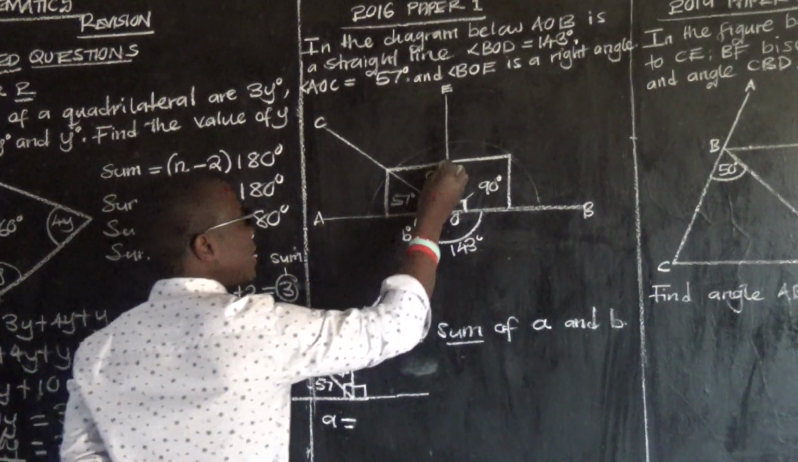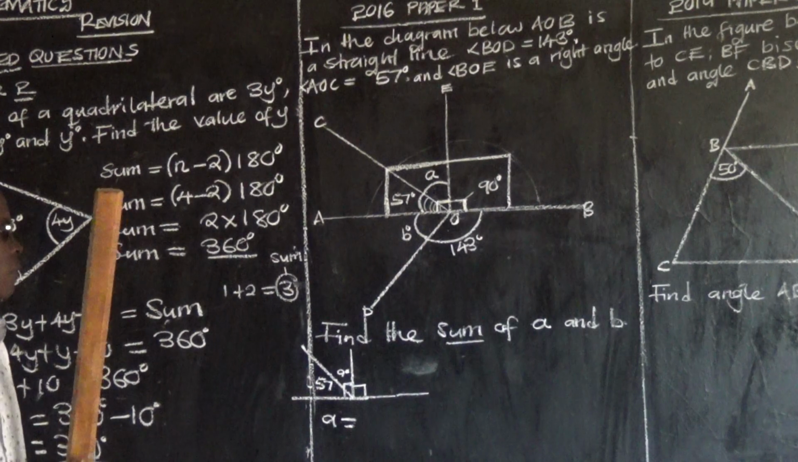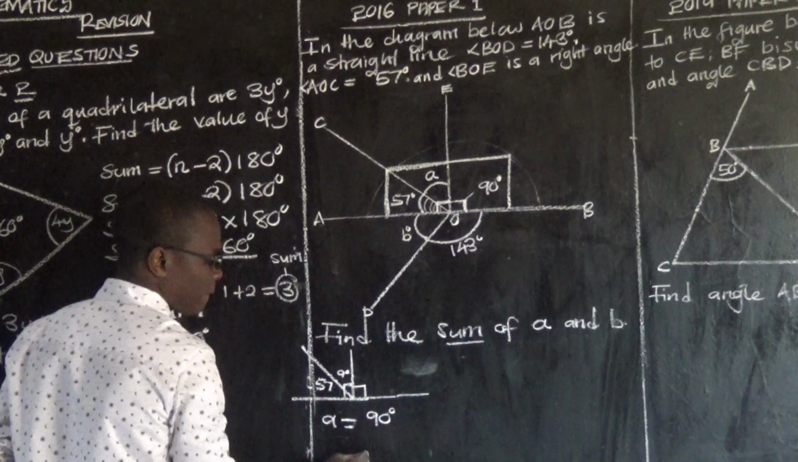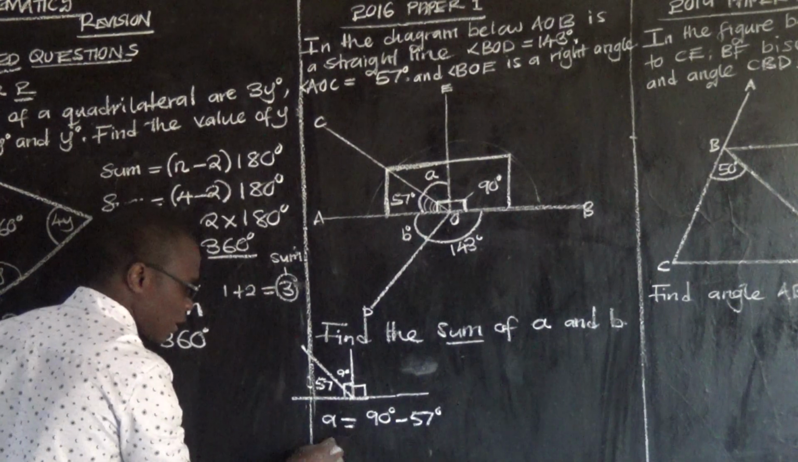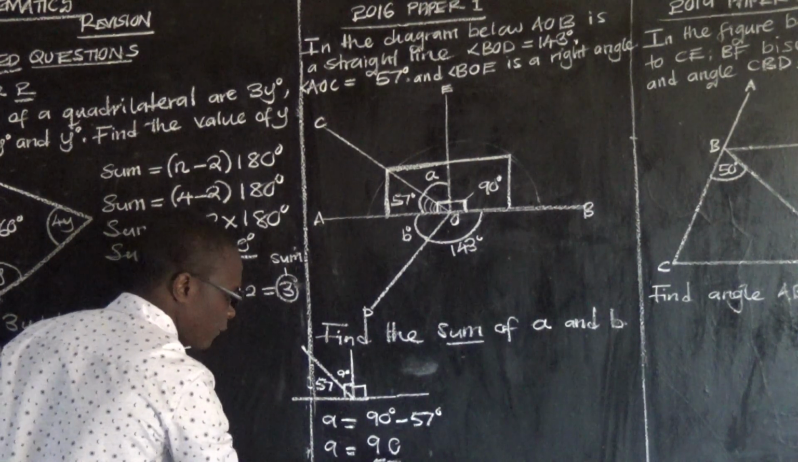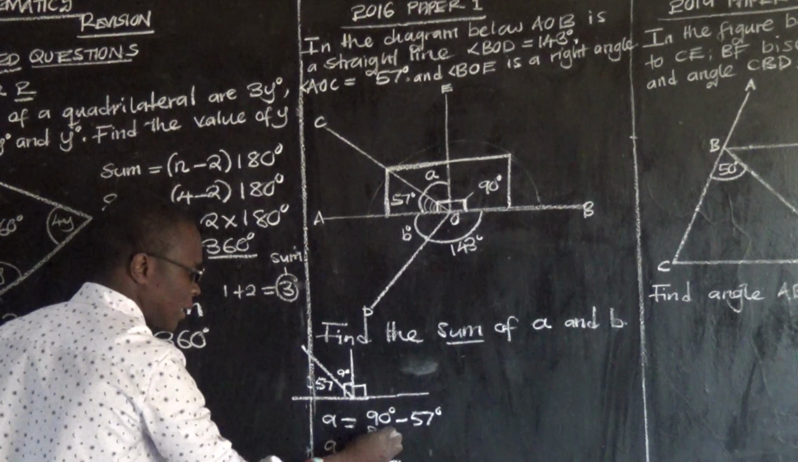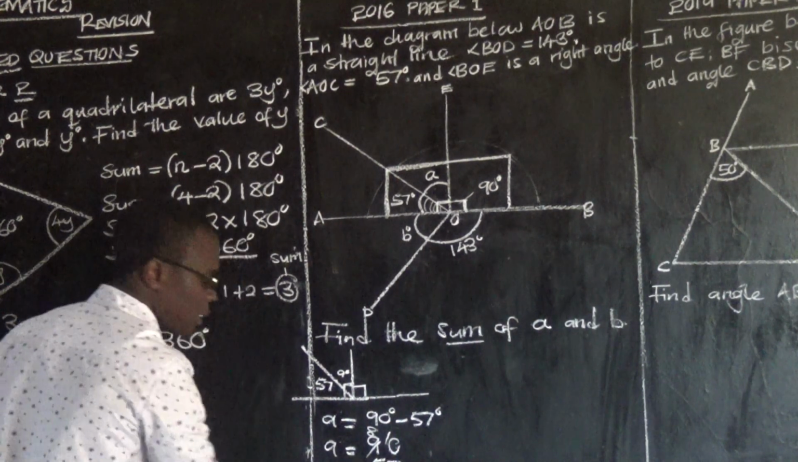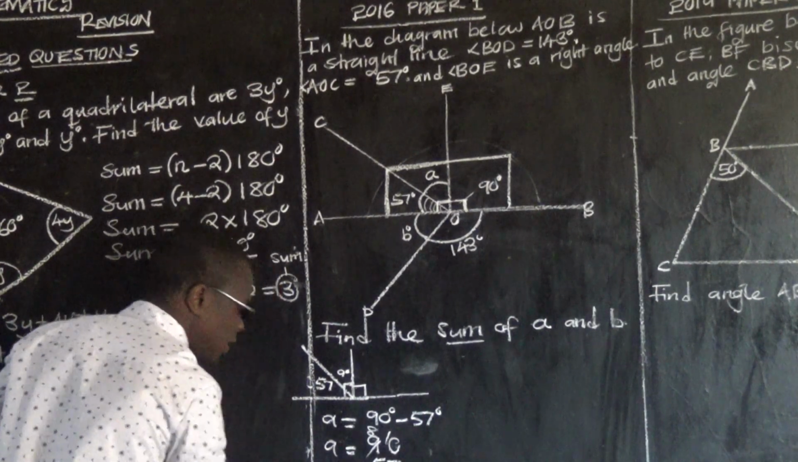So if this is 90, out of 90 you have got 57. So we say 90 degrees minus 57. So we can say A is equal to 90 minus 57. Can we subtract? 0 minus 7, borrow 1, so it becomes 8, and this one becomes 10. 10 minus 7 is 3. 8 minus 5 is 3. So A is 33.